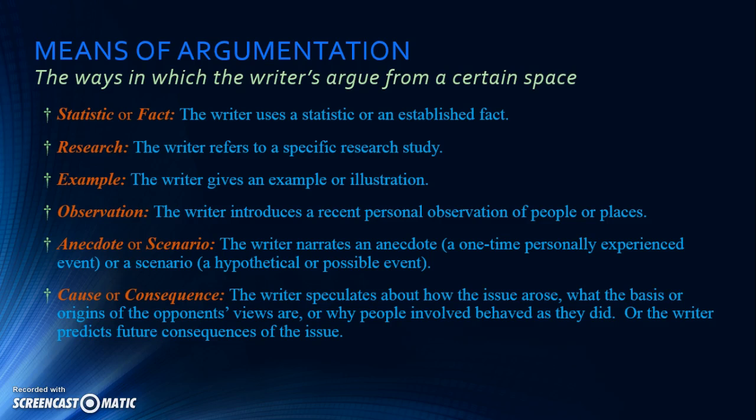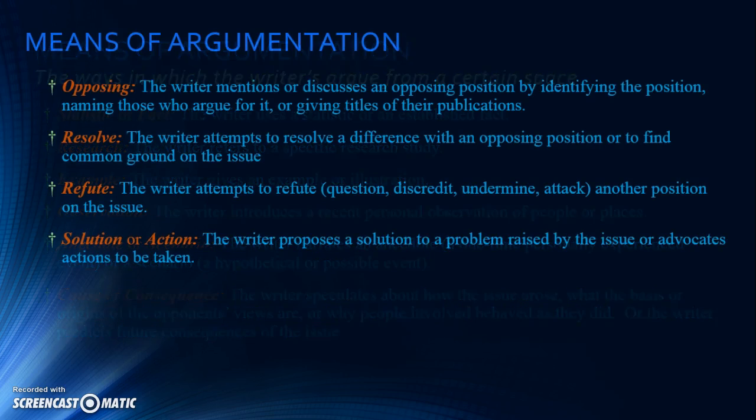Means of argumentation. This is something else you're going to want to list under essay 1 and 2. Statistics, research. Are there examples, anecdotes, observations, cause or consequence? All of these are means for argumentation. How is the writer specifically bringing this idea out? You're going to want to list that. You're going to want to see if you can figure out how they are arguing and where they're arguing from.